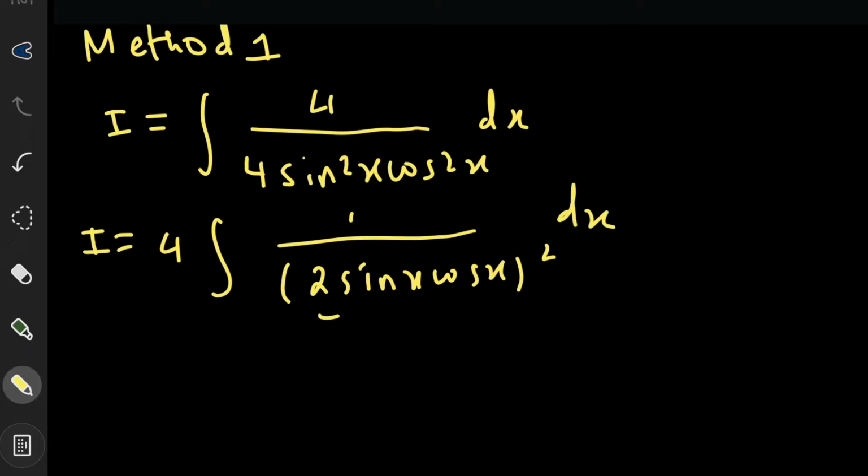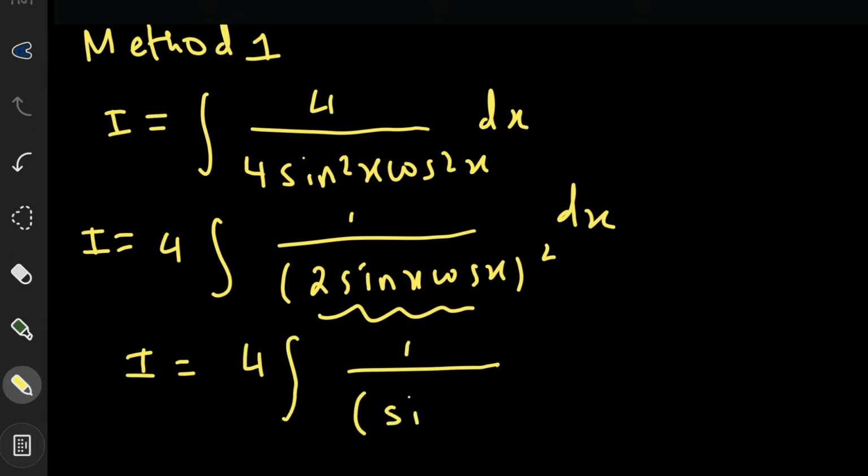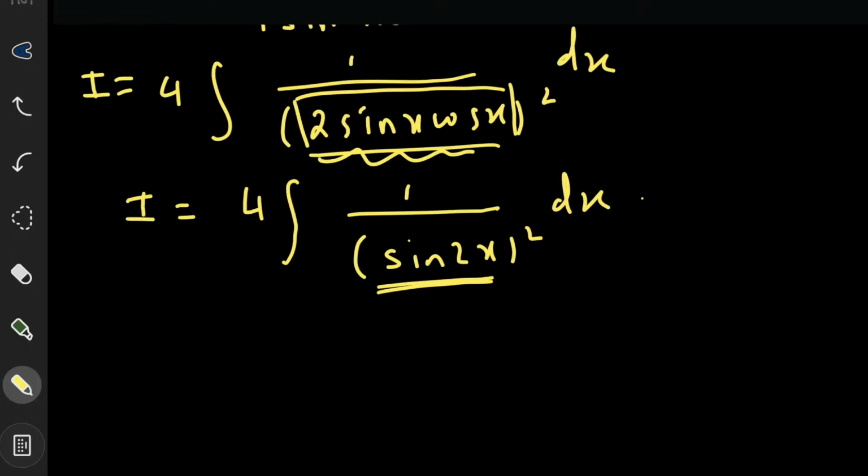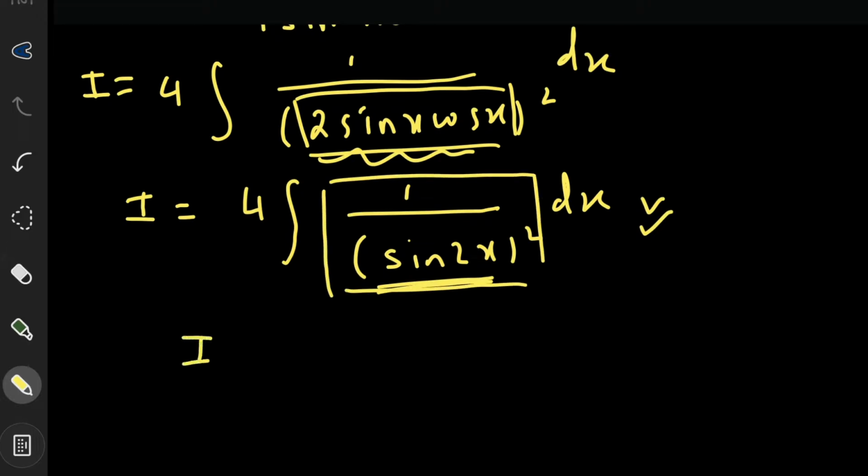Now look carefully at the denominator part. It is 2 times sin x into cos x, and it resembles the identity of sin 2x. Therefore, the integration I would be equal to 4 times the integration of 1 upon sin 2x the complete square dx. This thing was actually the identity for sin 2x. So here we have the value of I, that is 4 times integration of 1 upon sin 2x the complete square. Now this thing can also be written as cosec square 2x. Therefore I would be equal to 4 times integration of cosec square 2x dx.